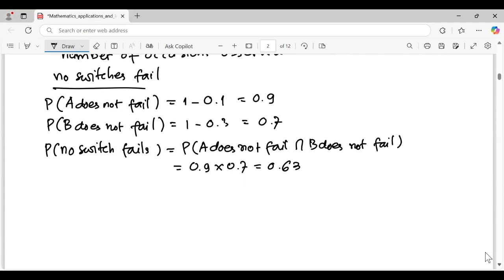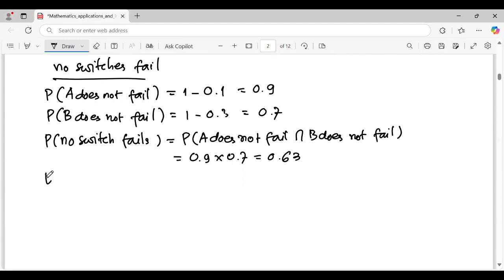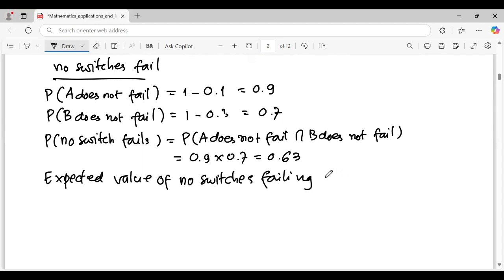And next, we are going to calculate the expected value. So the expected value of no switches failing is equal to 200 times 0.63, which is 126.